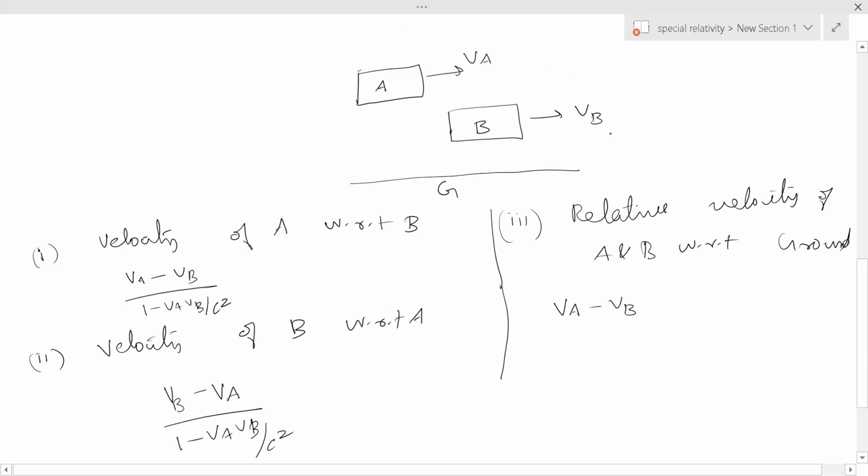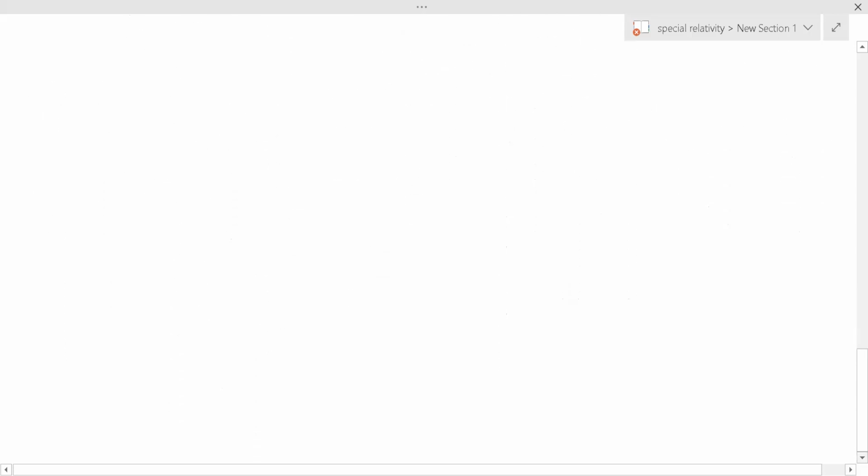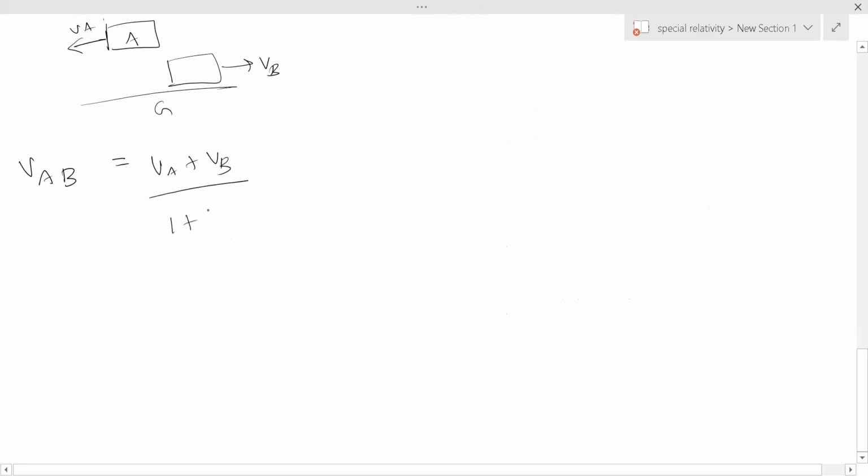Now, if they are traveling in opposite directions, this is VA and this is VB, with respect to ground. The velocity of A with respect to B would be VA plus VB divided by 1 plus VA VB by C square, and the velocity of B with respect to A would be again VB plus VA divided by 1 plus VA VB by C square.